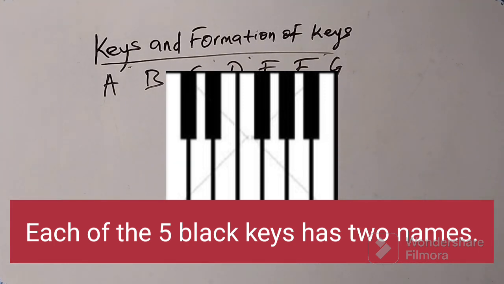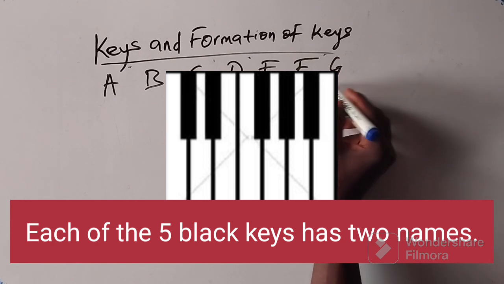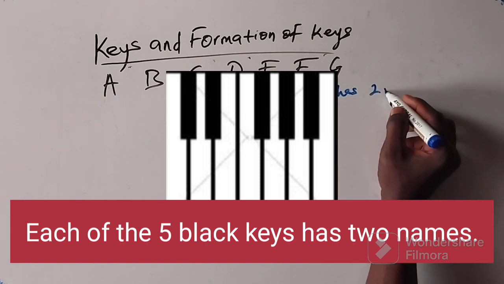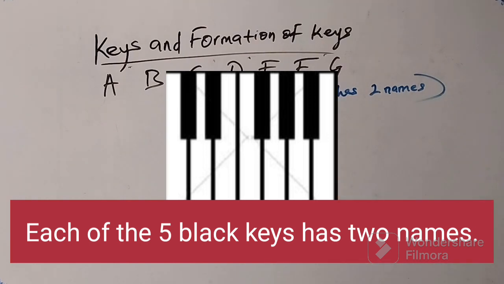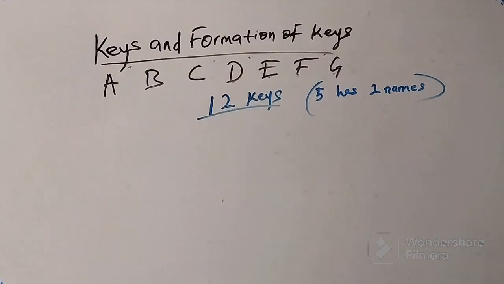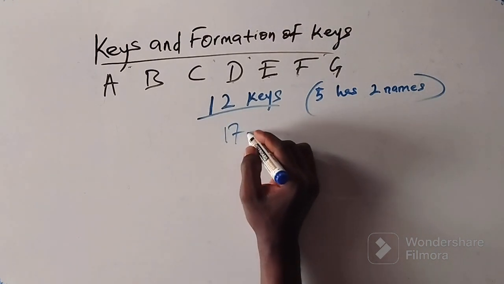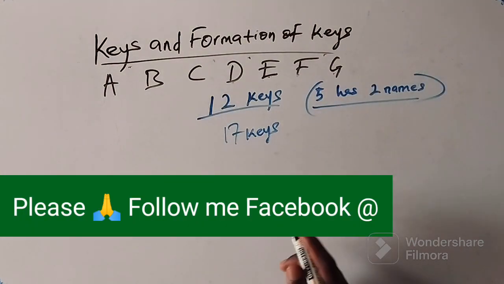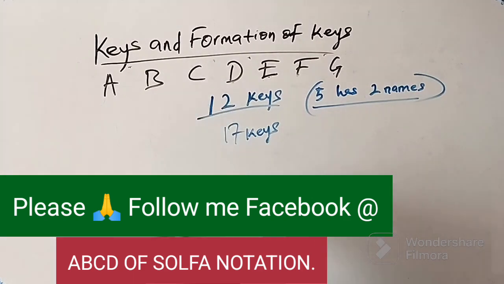But in these 12 keys, the 5 of them that are up have 2 names. So in giving the names of keys, we call them 17 keys, because these 5 ones are having 2 names. But naturally it is 12 in number. So just get to know it.